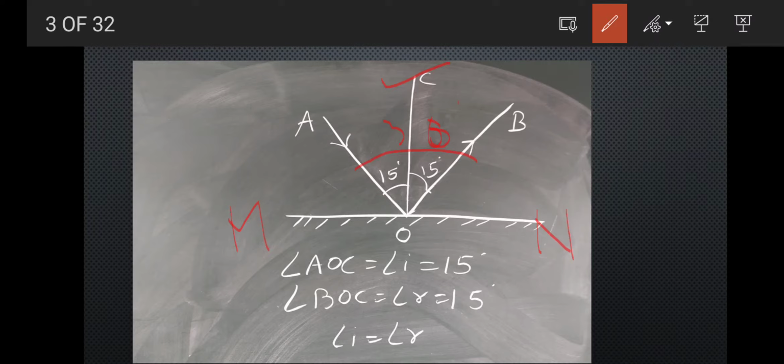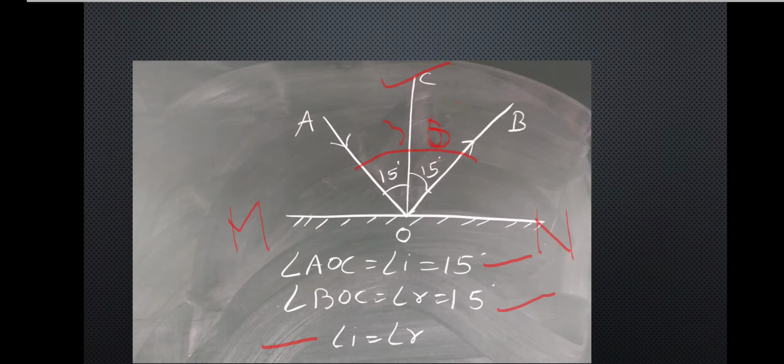According to the law of reflection, the angle of incidence is equal to the angle of reflection. So here it will be 15 degrees and here it will also be 15 degrees. So the angle of incidence will be 15 degrees and the angle of reflection will also be 15 degrees. Why? Because angle I is equal to angle R.